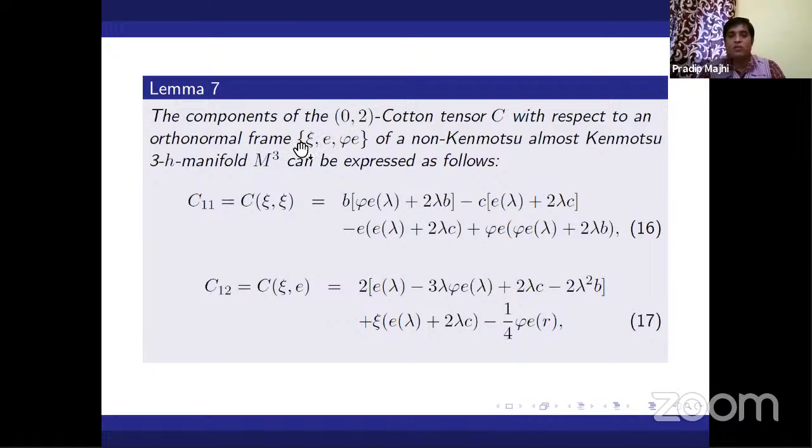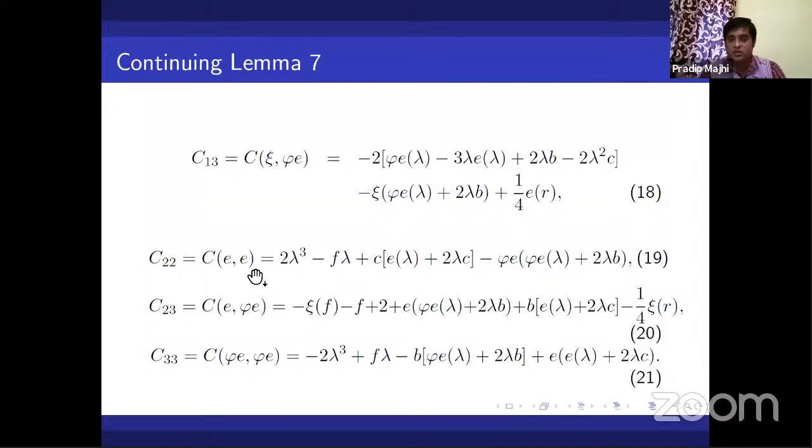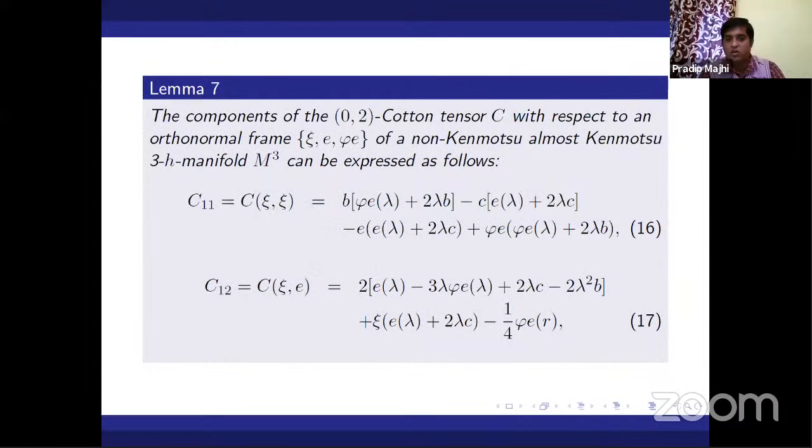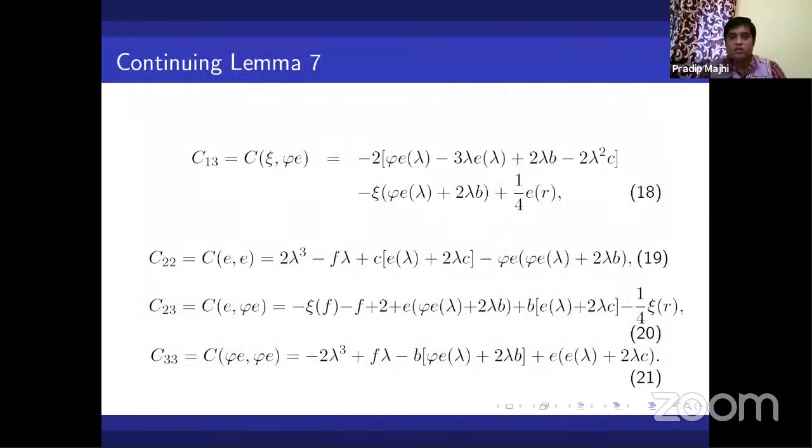This lemma says that in an orthonormal plane field Xi, phi, the components of the (0,2)-type Cotton tensor of a non-Kenmotsu almost Kenmotsu 3-manifold are these. There are six components, and these are all independent components. So we can calculate these six components.